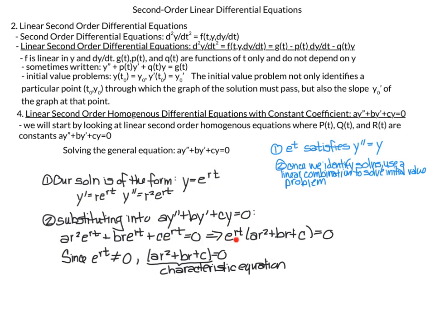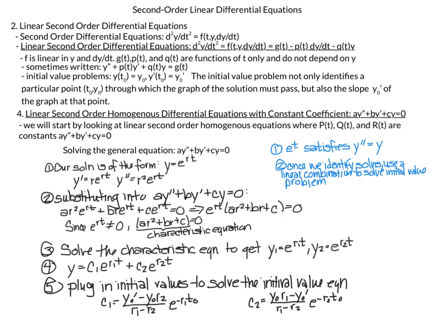We can factor out the e to the rt, and we get e to the rt times a r squared plus b r plus c equals 0. Since it's a product of two numbers equal to 0, one of these numbers has to equal 0. However, e to the rt is never going to equal 0, so it must be this quadratic that's equal to 0. This equation, a r squared plus b r plus c, is called the characteristic equation. Since it's equal to 0, we're going to solve the characteristic equation, find what r is, and then plug that r into our equation for y.